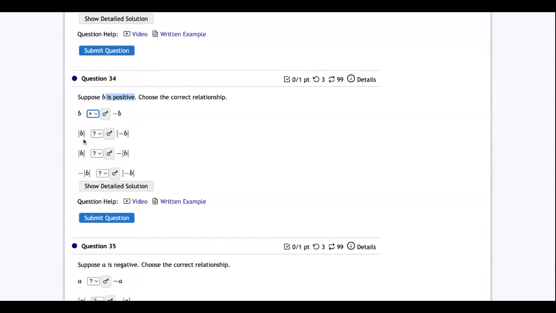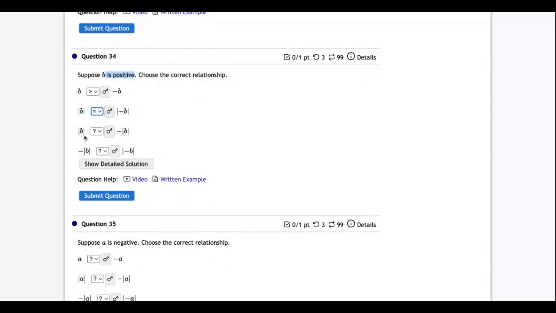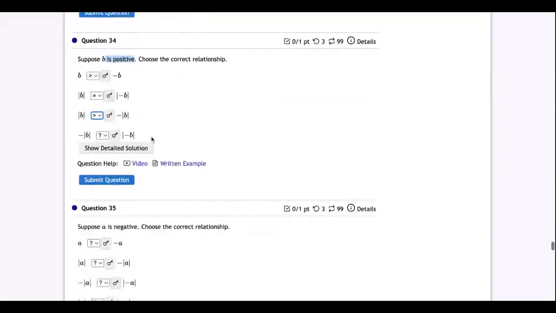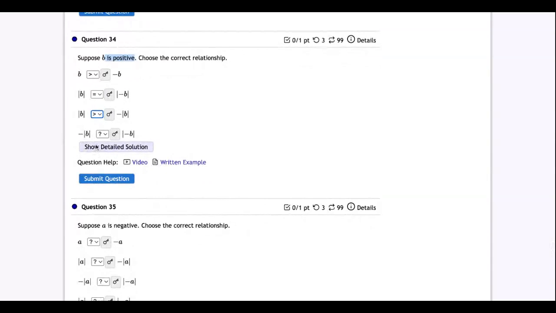Absolute value of b is still positive. Absolute value of negative b is still positive, so this has to be an equal sign. Absolute value of b is positive. Negative absolute value is always negative, so this has to be a greater than sign. Negative absolute value of b is negative. Absolute value of negative b is positive, so this has to be less than.